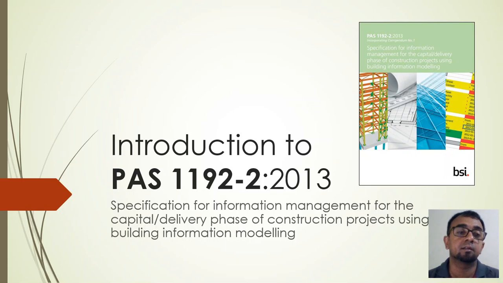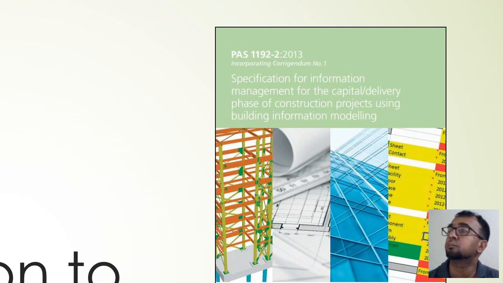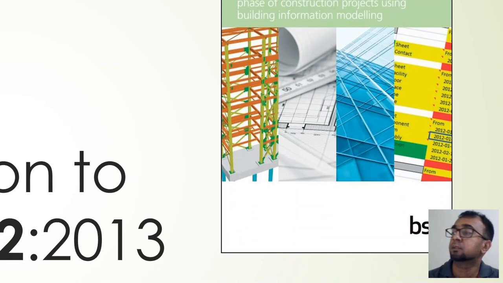This PAS document is titled Specification for Information Management for the capital or delivery phase of construction projects using building information modeling. So the title itself says what it is, right? It is a specification. A specification specifies how to do things, right? So this document specifies how to do BIM. So this is the cover page of the document, and you can see it is produced by BSI.